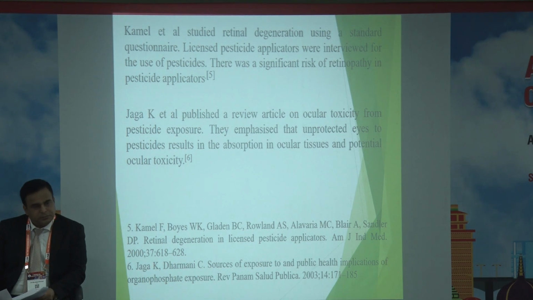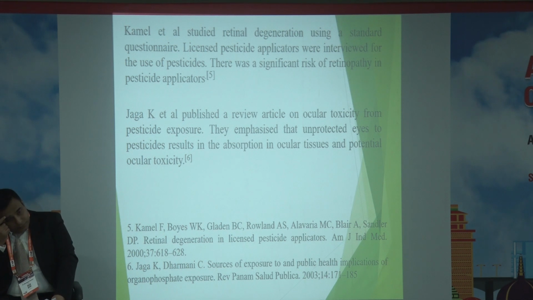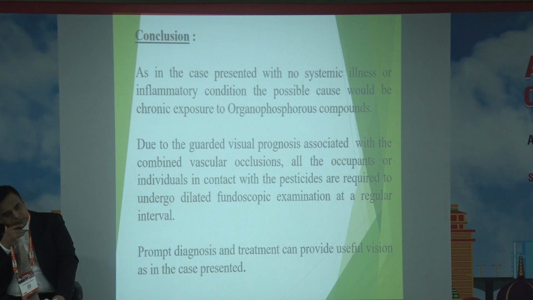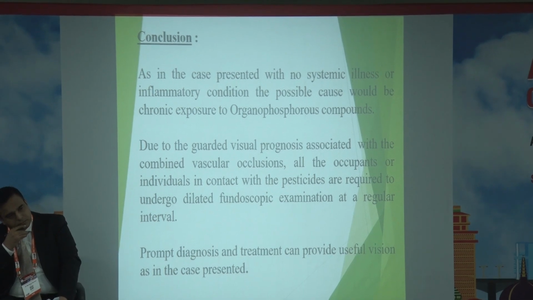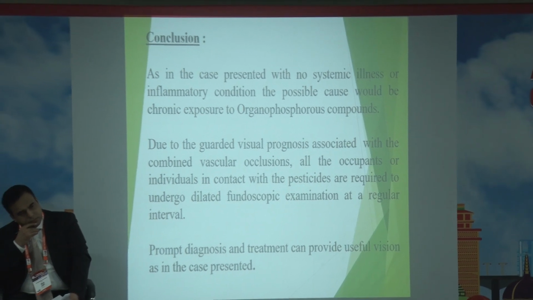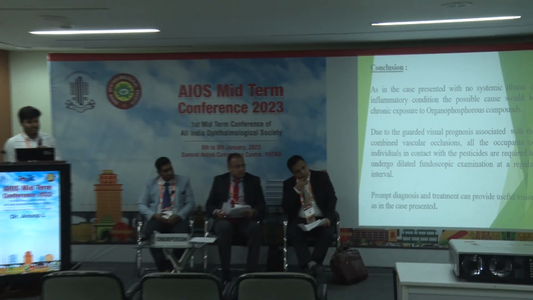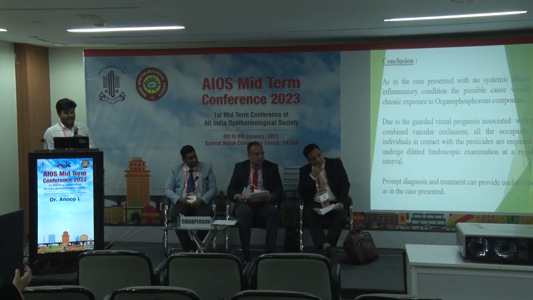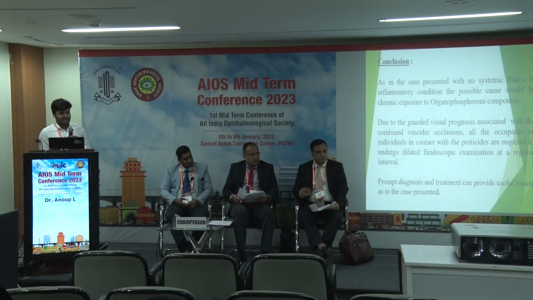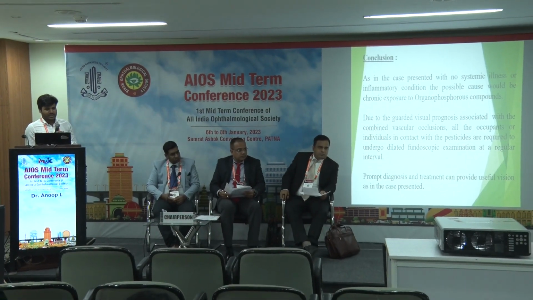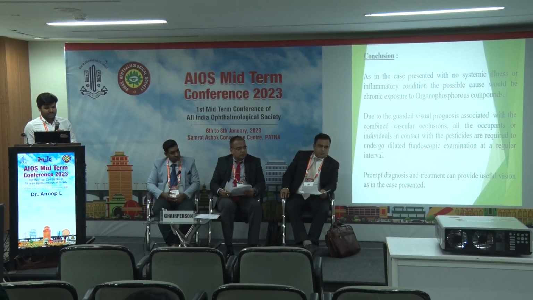Jaga et al. published a review article on ocular toxicity from pesticide exposure. They emphasized that unprotected eyes exposed to pesticides result in absorption in the ocular tissues and potential ocular toxicity. Conclusion: in the case presented, with no systemic illness or inflammatory condition, the possible cause would be chronic exposure to organophosphorus compounds. Due to the guarded visual prognosis associated with combined vascular occlusions, all individuals in contact with pesticides should undergo dilated fundoscopic examination at regular intervals. Prompt diagnosis and treatment can provide useful vision, as in the case presented.